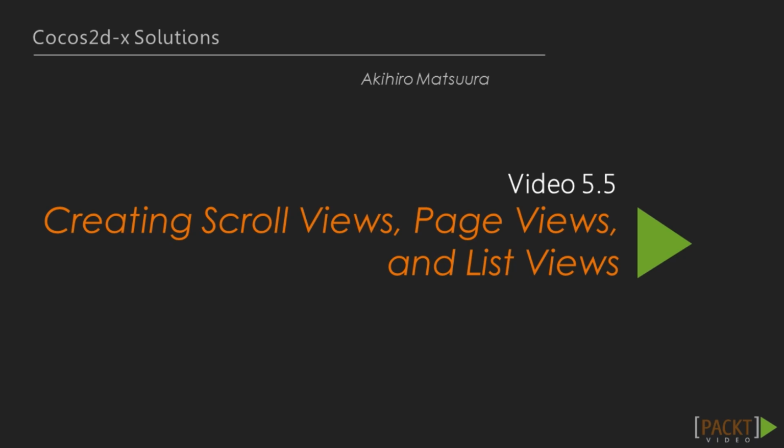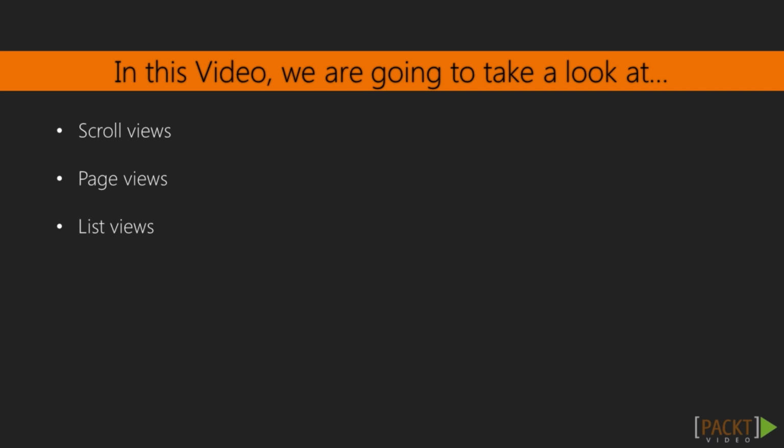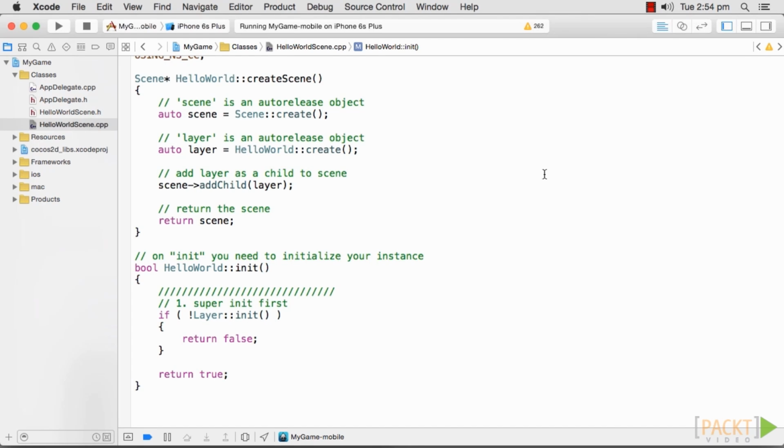In the previous video, we looked at adding text fields and passwords to our game. In this video, we are going to take a look at scroll views, page views, and list views. When a huge map is displayed in your game, a scroll view is required. It can be scrolled by a swipe and bounce at the edge of the area. In this video, we explain the scroll view class of Cocos2d-x. Let's implement it right away.